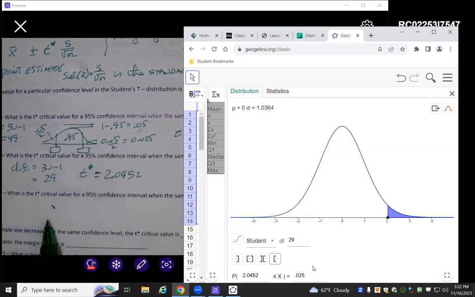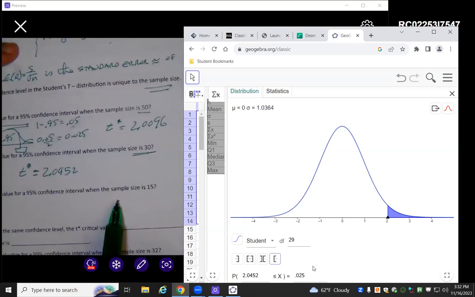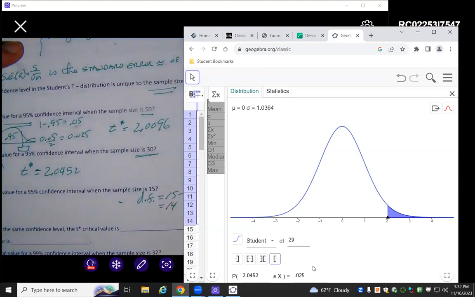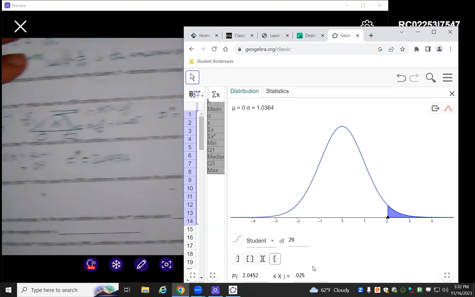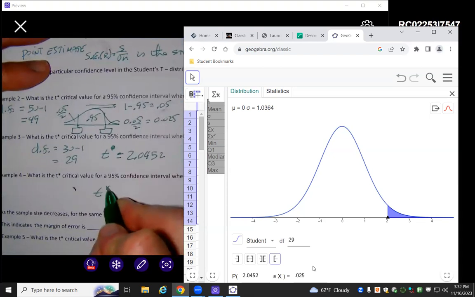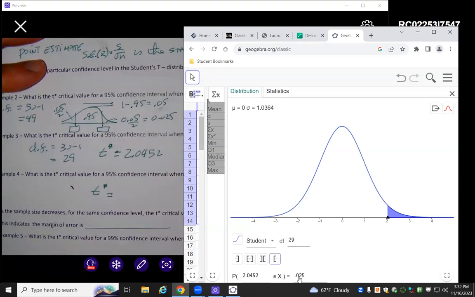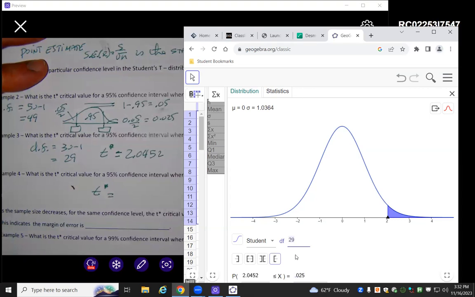What T star critical value for 95% when the sample size is 15? So notice I'm decreasing the sample size again. So my degrees of freedom in this case is 15 minus 1, so 14. I got 14 degrees of freedom. So what is the T critical value? So again, I'm going to come over here. Let me change first the degrees of freedom. So my degrees of freedom is going to be 14.